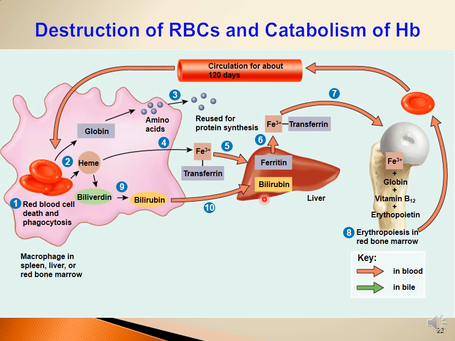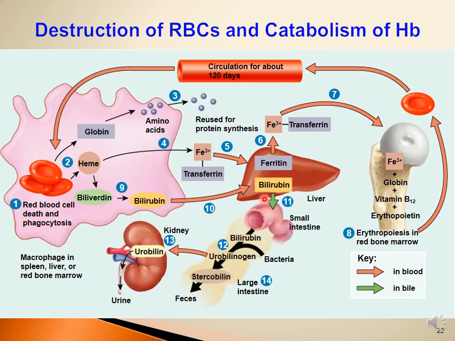The liver will process this bilirubin, and then it will be released with the bile into the biliary tree to the small intestine. Bilirubin will travel through the small intestine until it reaches the large intestine. There it will be converted to urobilinogen.